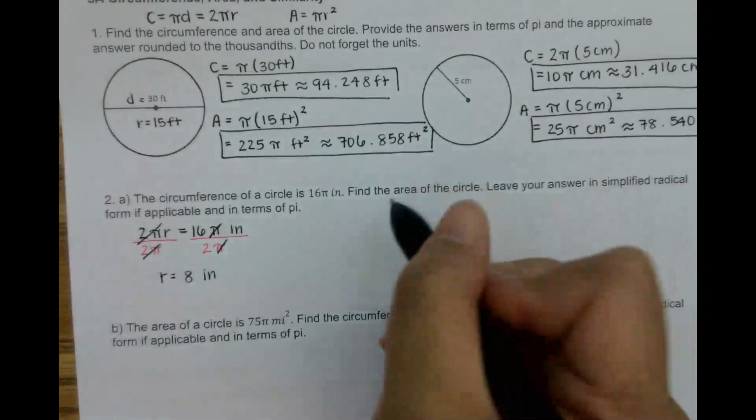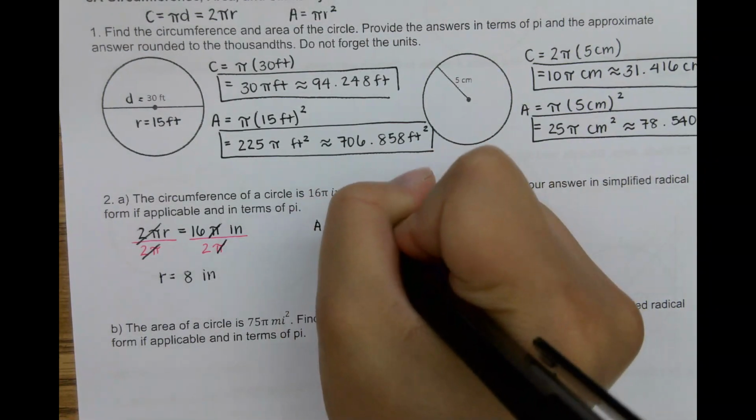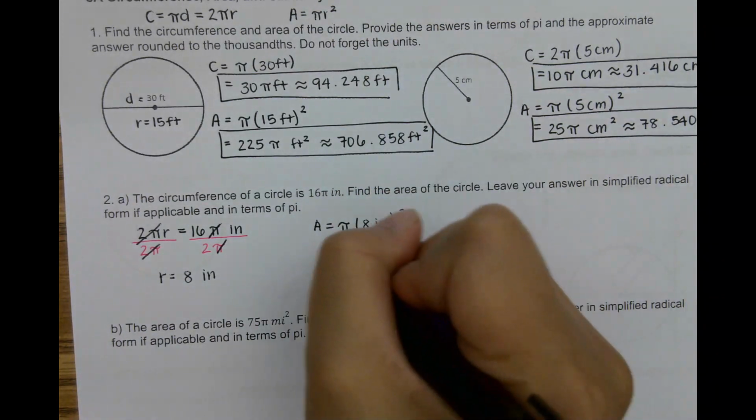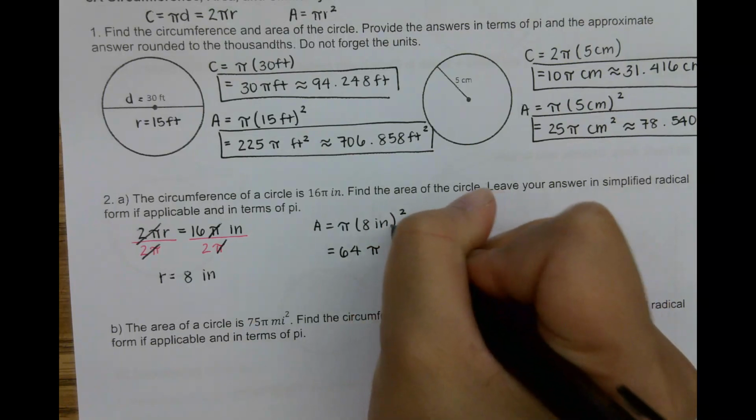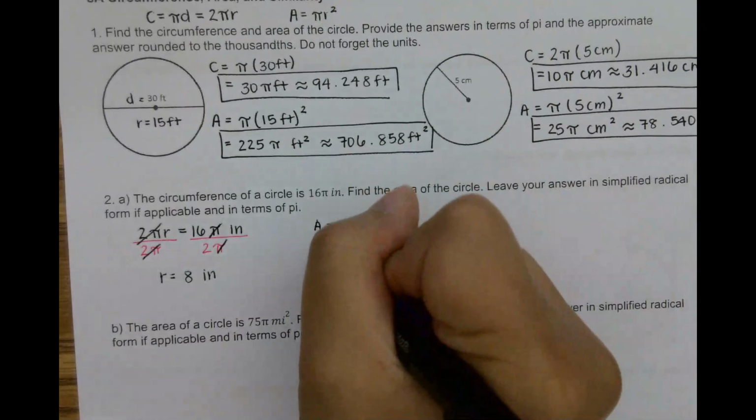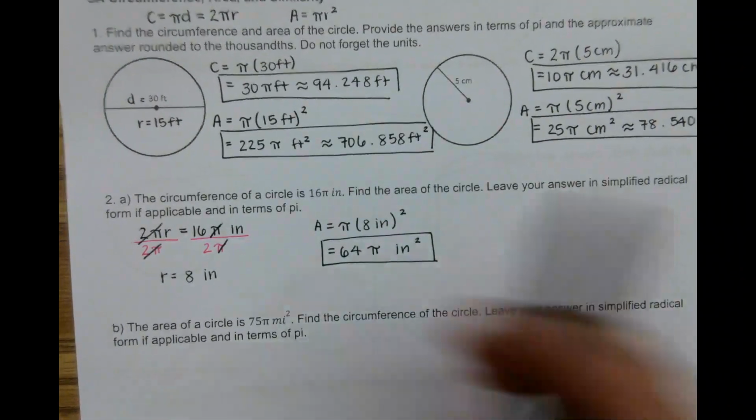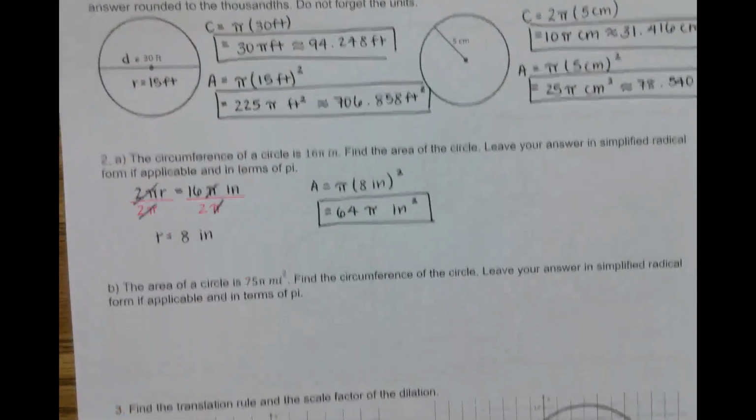Then area of the circle is pi r squared, so A equals pi, radius is 8 inches, and I'm squaring it. 8 squared is 64, so 64 pi. And then inches times inches is inches squared. And so here is my answer. It wants it in simplified radical form. There is no radical. It wants it in terms of pi. Here it is. Okay. And here's the next one.